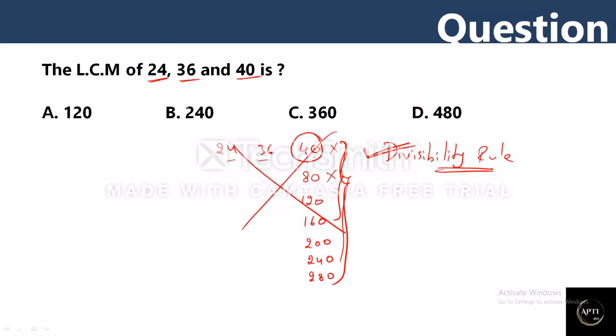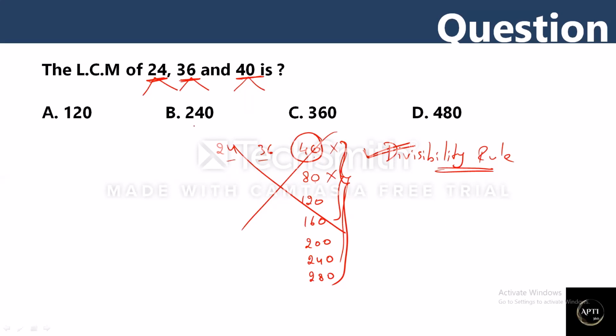Now we'll come back to our question. Here the given numbers are 24, 36 and 40. Now what is the divisibility rule of 24, or of 36, or of 40? No need to know all those divisibility rules. Here we just need to check with one number, and if all options satisfy that number, only then do we need to go with other numbers.